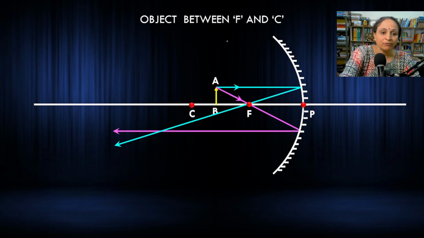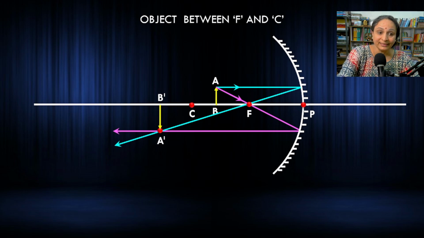They are meeting beyond C. Now look at the image. The object is smaller, the image is larger. Where is it formed? The object is between C and F, the image is formed beyond C. Are they actually meeting? Yes, the image is real. Size is larger, so magnified.